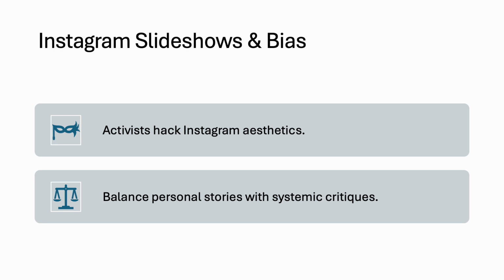One of the most innovative responses to algorithmic bias in recent years has come from activists on Instagram, specifically through the use of slideshow or carousel posts. These activists recognized that Instagram's algorithm favors aesthetically pleasing, highly engaging content like serene nature shots, bright colors, and influencer style photography. So instead of fighting against the algorithm, they hacked it by embedding political and educational messages within visually appealing slideshows, often using soft colors, floral imagery, and minimalist design. Activists tricked the algorithm into prioritizing critical content. This isn't just clever, to be clear, it's strategic.